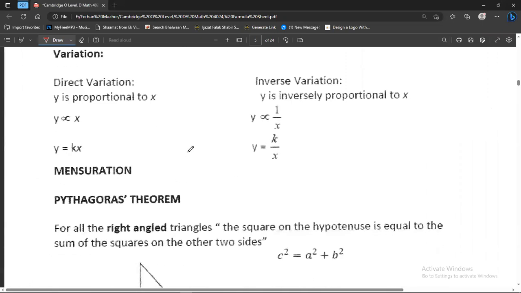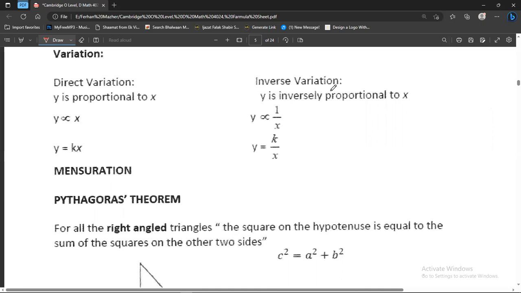Okay. Variation, direct variation: y is proportional to x. If they say it is proportional to x, you write y proportional to x. And when you remove this proportional sign, you put an equal sign here, so y is equal to kx.